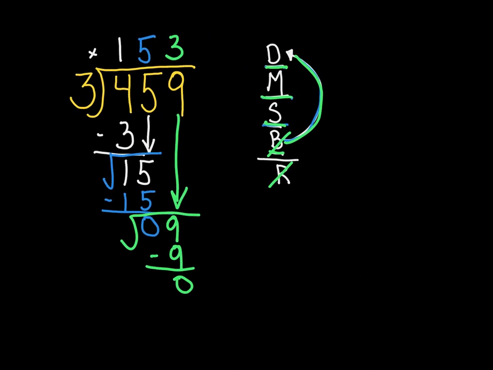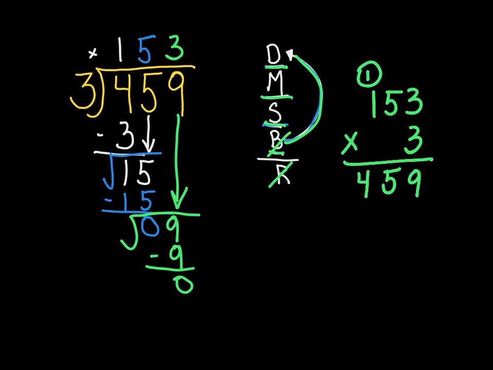So we have to check. 153 times the number we're dividing by, 3. 9, 15, carry the 1. 1 times 3 is 3, plus 1 is 4. So 459, we deserve a big fat check.